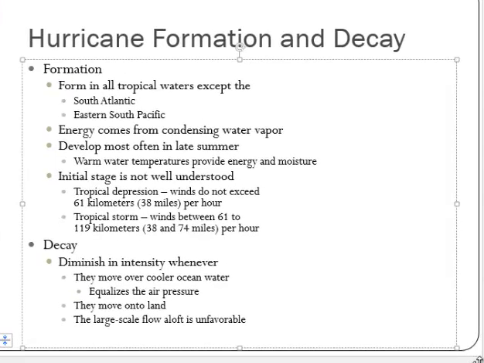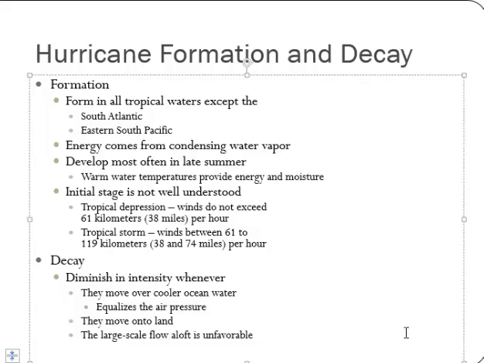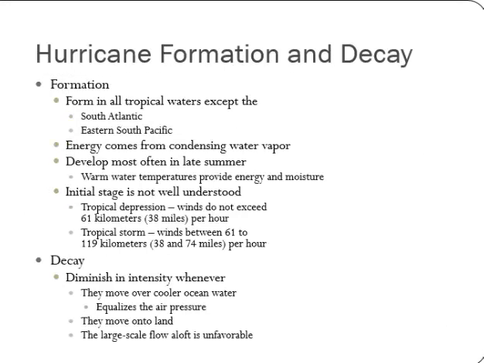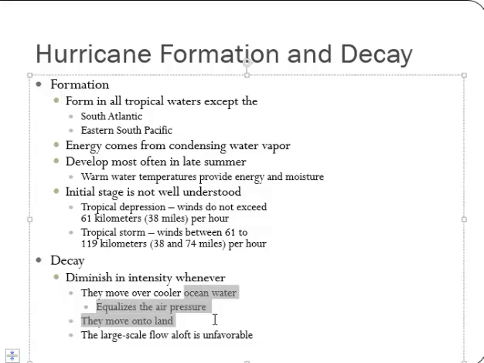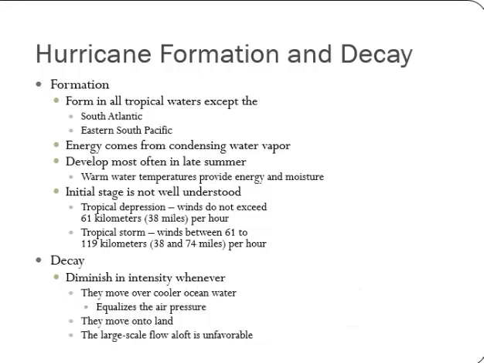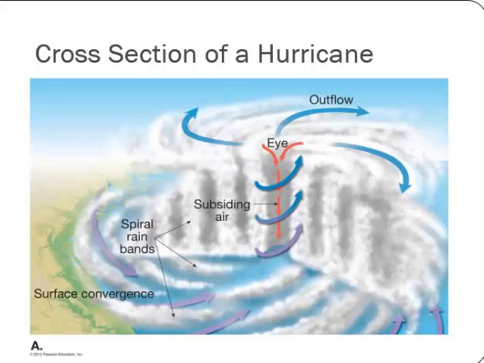Eventually, if the water gets cool, or if the air temperature around it gets cool, or if it crosses onto land, then it is going to start to weaken. It's going to diminish as it moves over cooler ocean water or onto land, or in general, if it moves into an area where it's able to equalize its pressure, then it will tend to weaken, and it will then become either a tropical storm or no storm at all.